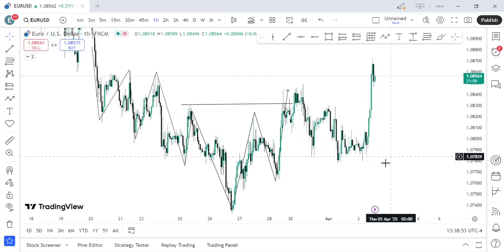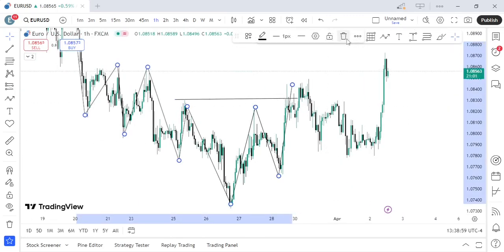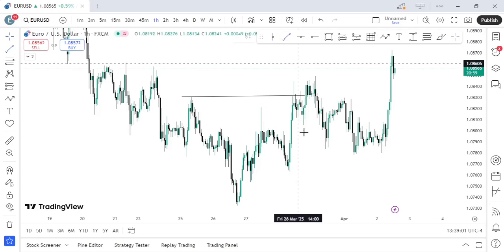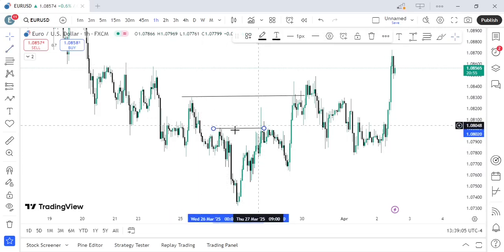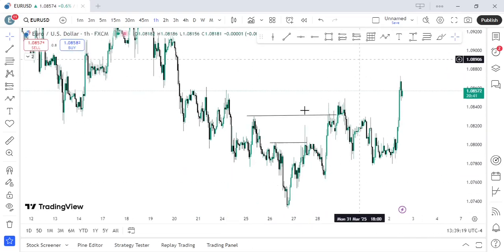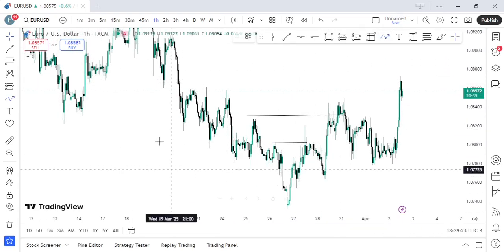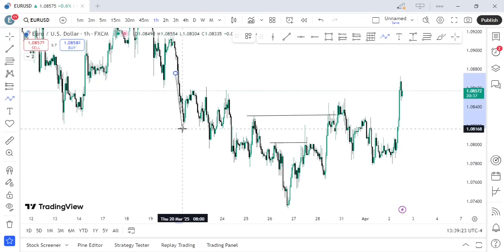Now if you take a closer look, some people might actually argue, what about this structure right here? But is this a change in character? No, this is not a change in character because if you look at the macro structure of this right here, you're gonna see that price again was coming all the way down.